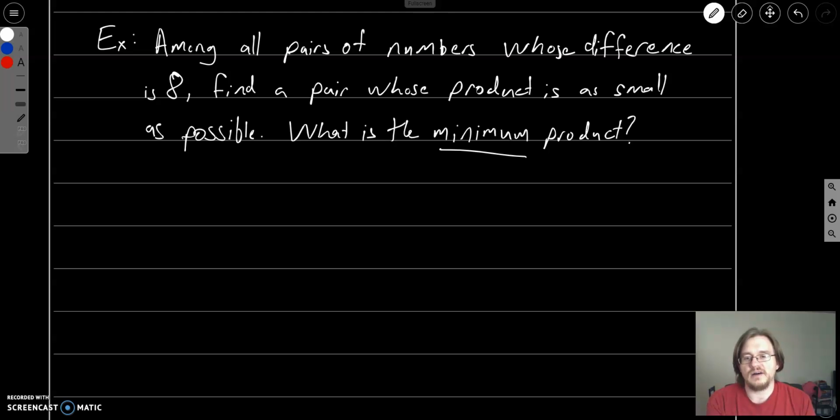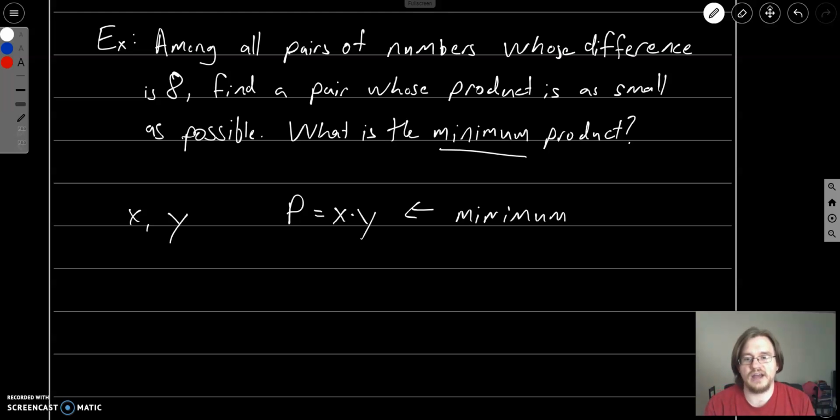So find the minimum of a product of 2 numbers. I don't know which 2 numbers they are, so for the moment I'm just going to call them x and y. So the product is what I want to find that's as small as possible. So if I call the product of x and y p, p for product, I want this to be as small as possible. So I want to find the minimum of x times y.